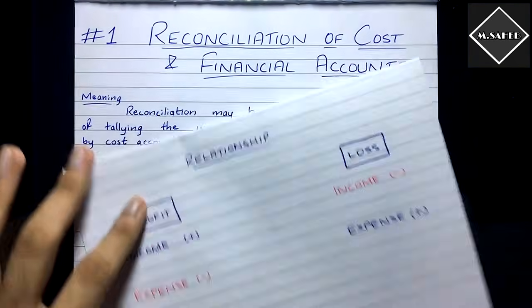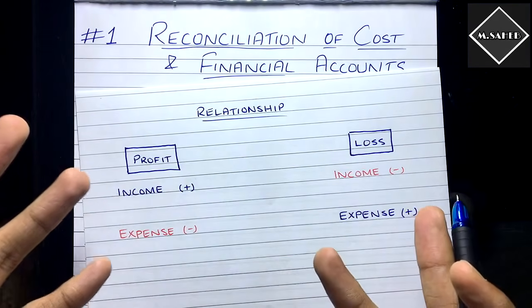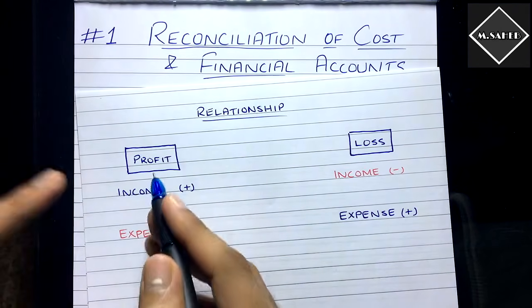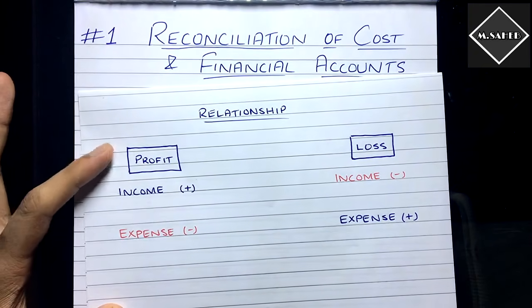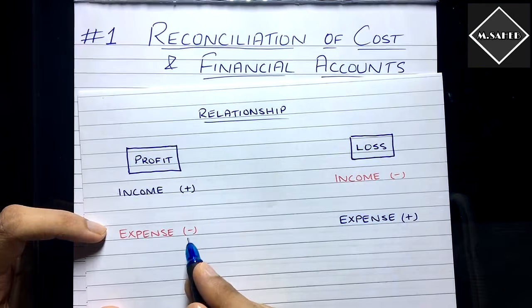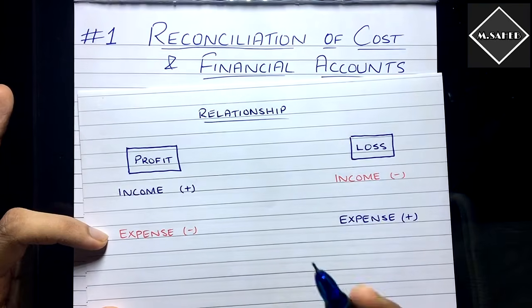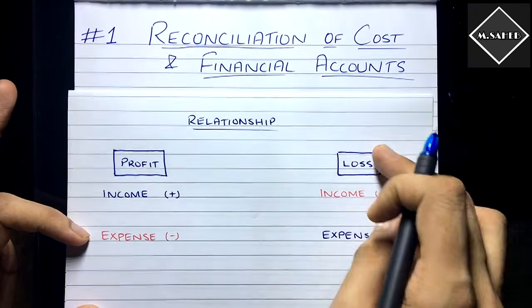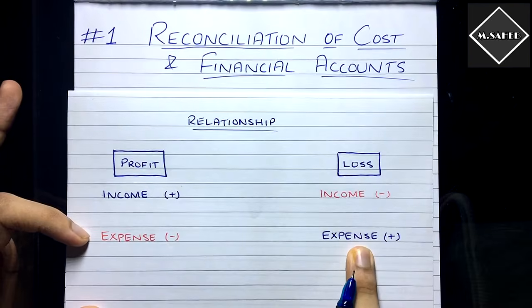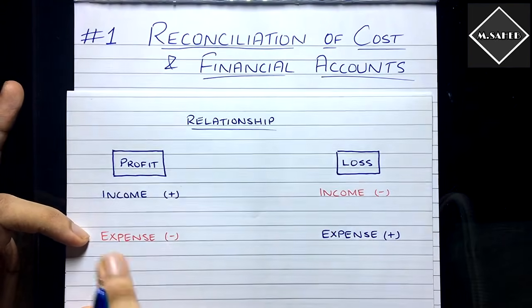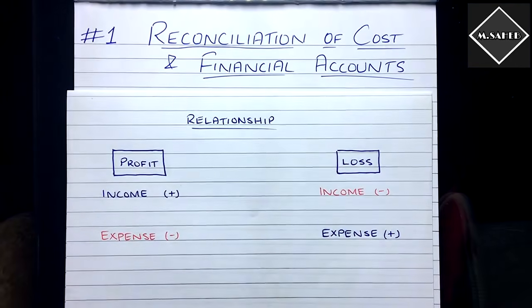So see here, first you have to understand the relationship. Now this is common sense, it's not a big deal. See here, profit and income are positively related. If income increases, profit increases, and profit and expense are negatively related. अगर expense, खर्चा बढ़ेगा, profit कम हो जाएगा, isn't it? Yes. And then loss and income are negatively related, and loss and expense are positively related. अगर खर्चा बढ़ेगा, loss बढ़ जाएगा, अगर income बढ़ेगा, loss कम हो जाएगा, right? Simple as that. This is the common sense.